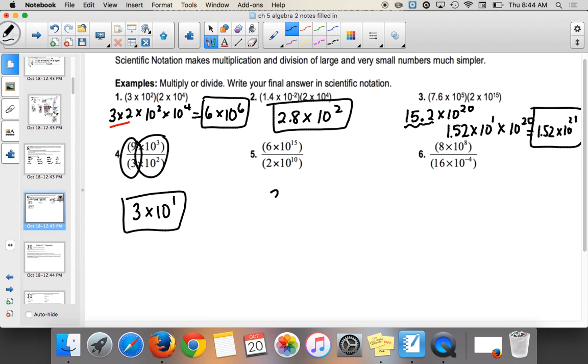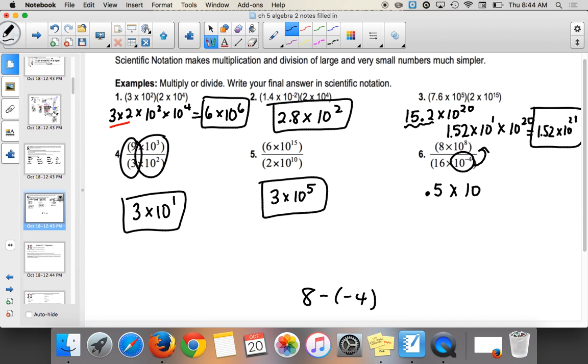All right, the next one is going to be 3 times 10 to the what power? 5th. We subtract our exponents, exactly. And then this one's a weird one. So 8 divided by 16 is 1/2. I'm not going to write it as 1/2, though. I want to write it so I can see the decimal. So 0.5 times 10 to the trick question. It is 12, right? Because this 10 to the negative 4 would go up as 10 to the 4th. Or you can do 8 minus a negative 4, and you get 12.